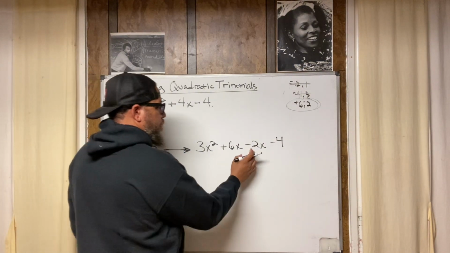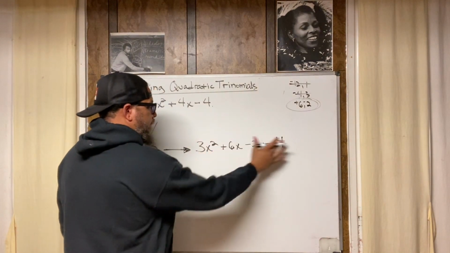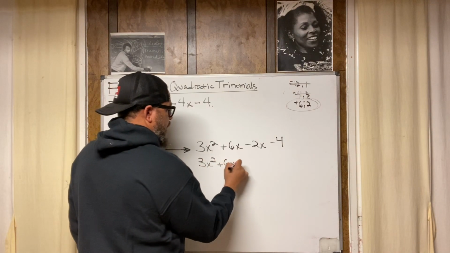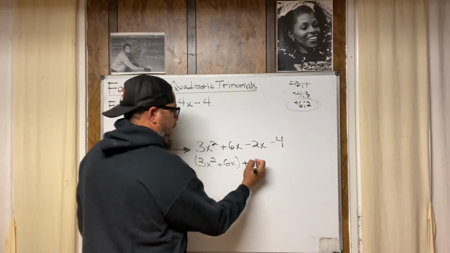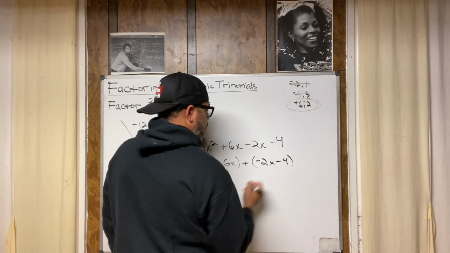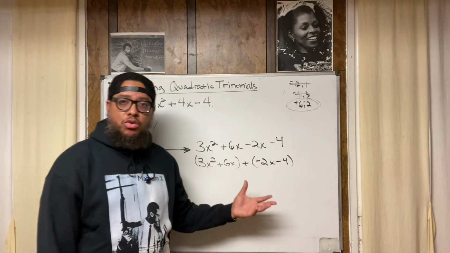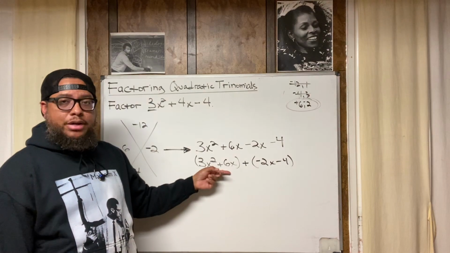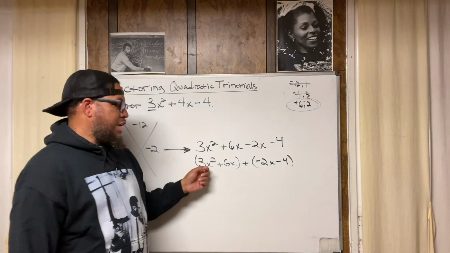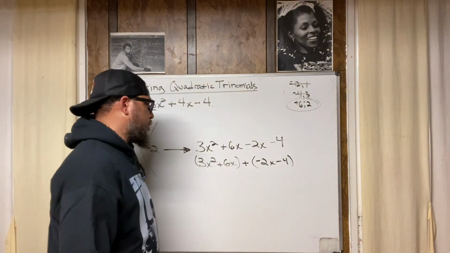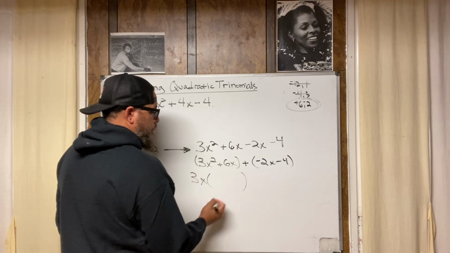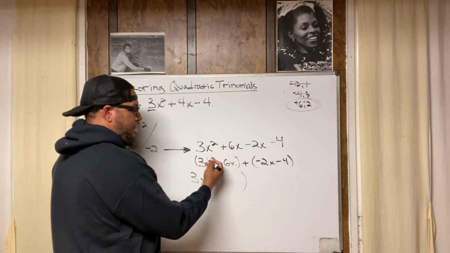Because this third term is negative, I want to rewrite this expression. 3x squared plus 6x, I'm going to put that in parentheses. Then I'm going to put a plus sign. Then I'm going to put these two terms in parentheses: plus negative 2x minus 4. Now, in order to factor by grouping, I need to find the greatest common factor of this binomial and the greatest common factor of this binomial and factor it out. The greatest common factor of 3x squared and 6x is 3x. So I write 3x down. Then I put parentheses. Now what goes inside the parentheses? The quotient when I divide this by this, and this by this.